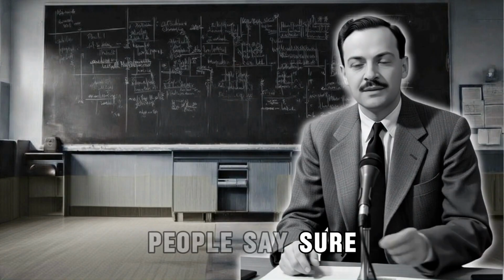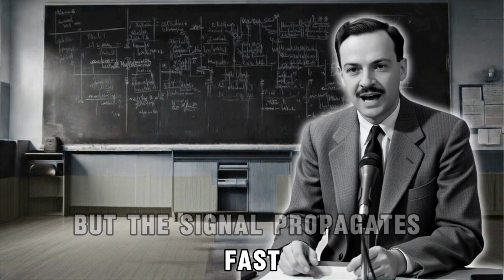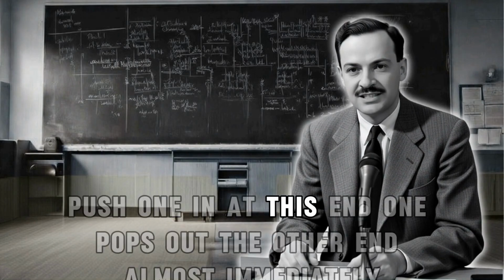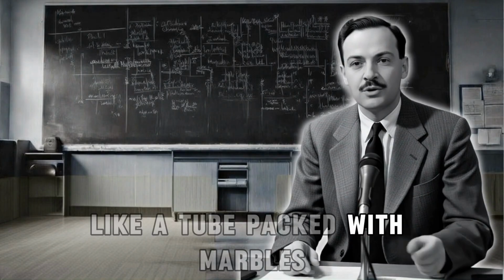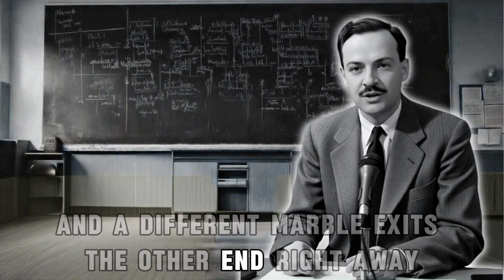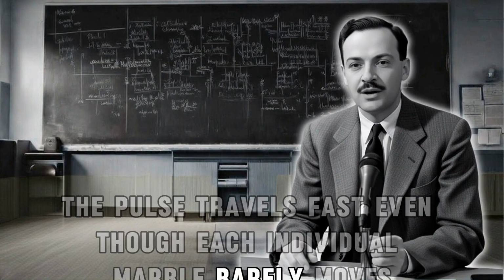People say, sure, individual electrons move slowly, but the signal propagates fast because the wire is already full of electrons. Push one in at this end, one pops out the other end almost immediately, like a tube packed with marbles. Push a marble in one end, and a different marble exits the other end right away. The pulse travels fast, even though each individual marble barely moves.